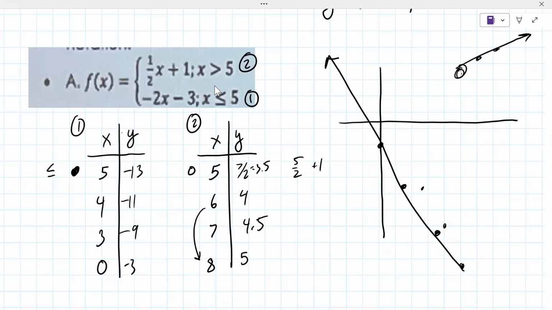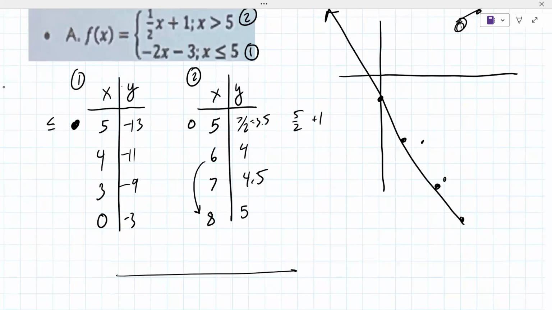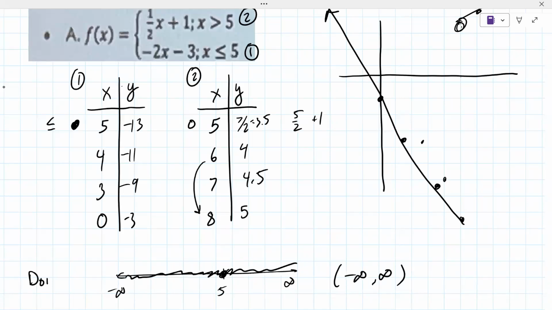Yeah. For the domain here, you've got numbers less than or equal to 5, numbers greater than 5. So that includes everything. If you're ever unsure, you can do a number line. Okay, there's 5. It's everything to the left of it, everything to the right of it. That's everything. Minus infinity to infinity. They want to use interval notation. So it's minus infinity to infinity for the domain.